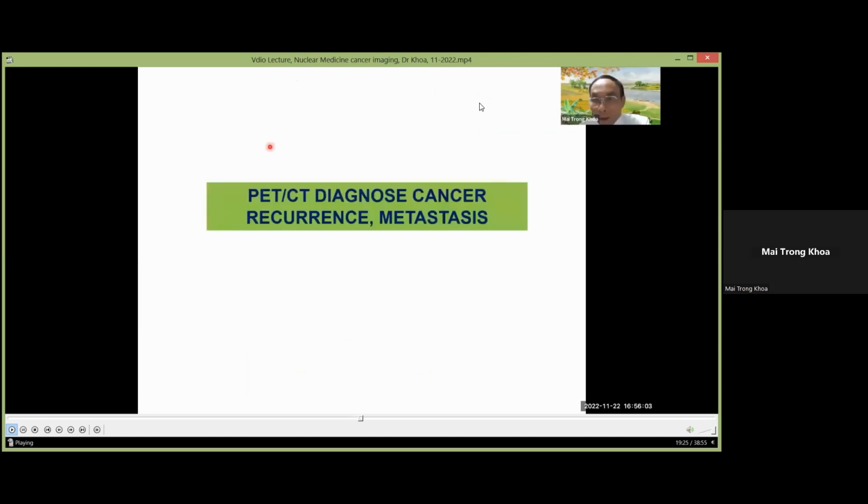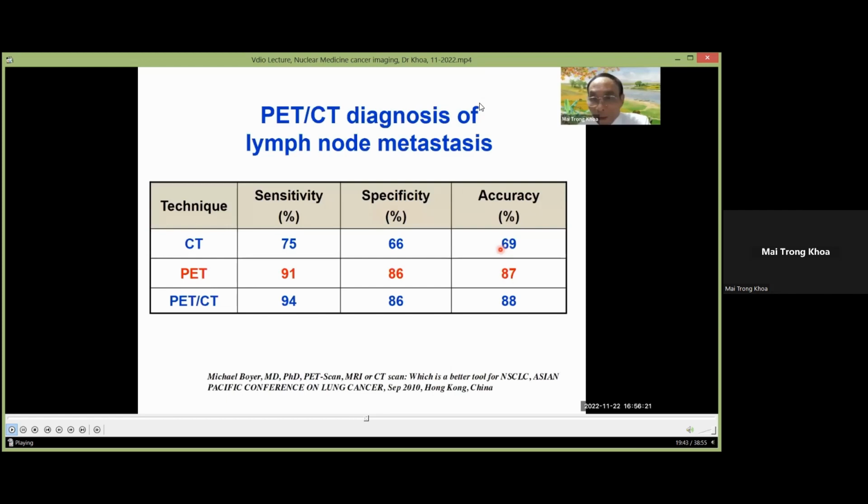And now we share some information about the application of PET-CT for the diagnosis of cancer recurrence and metastasis. One study shows that PET-CT has higher sensitivity, specificity, and accuracy than CT in detecting lymph node metastasis. Here, these are the values of CT and PET alone and PET combined with CT. You can see here.